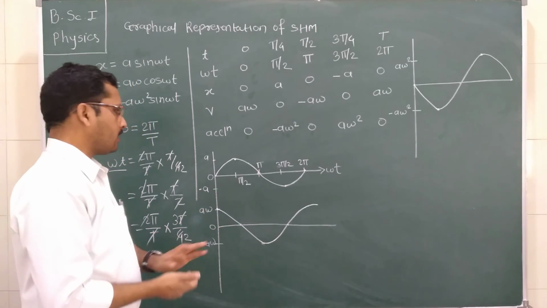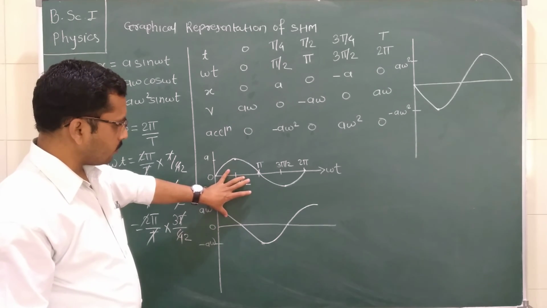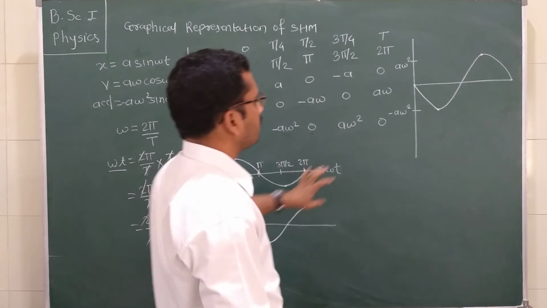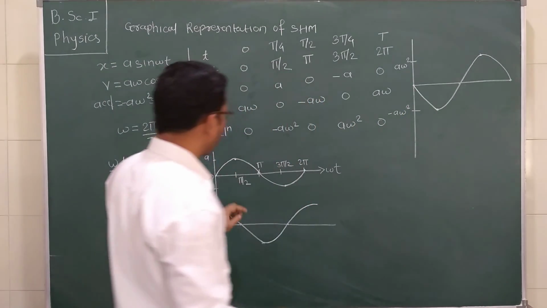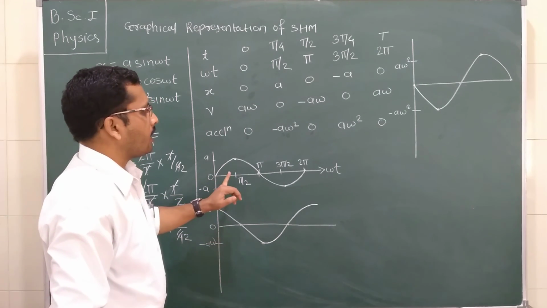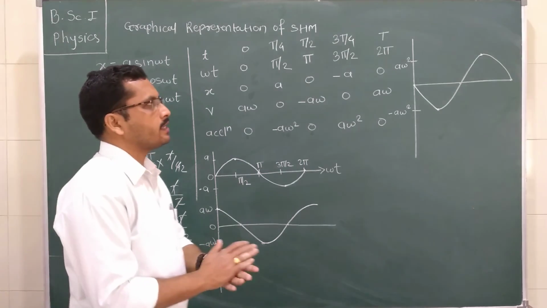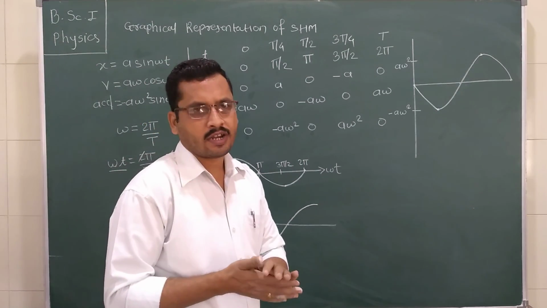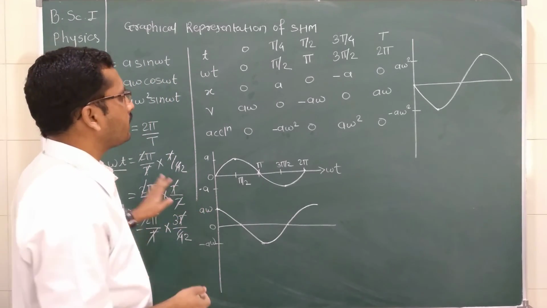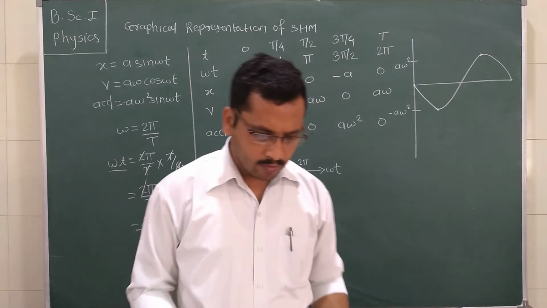As we see from these three graphs, the phase difference between these two graphs is equal to pi by 2. The phase difference between these two graphs is again pi by 2. Therefore, the phase difference between displacement and acceleration is equal to 180 degrees, which means they are exactly opposite in direction. So in this way, today we saw the graphical representation of simple harmonic motion when the particle is starting from the mean position.